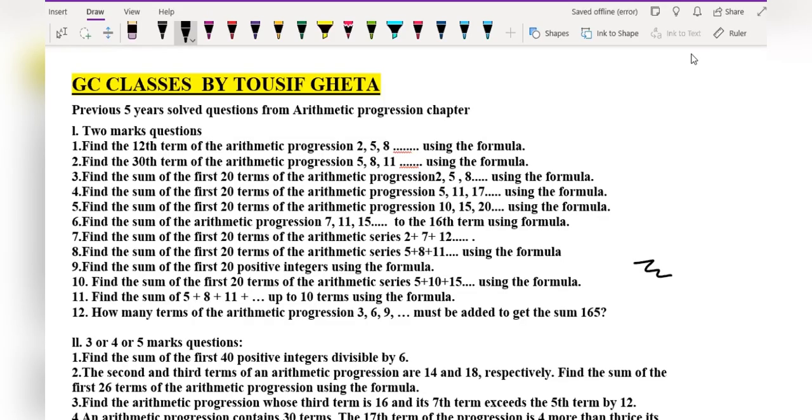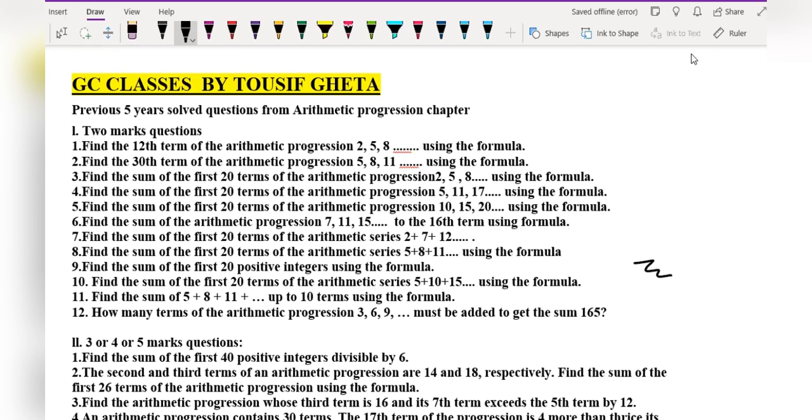Hello everyone. As you all know very well, the board exam for Karnataka is very near, and here I have brought the passing package for the chapter arithmetic progression. So in this video, I have solved the previous 5 years' questions from the arithmetic progression chapter.